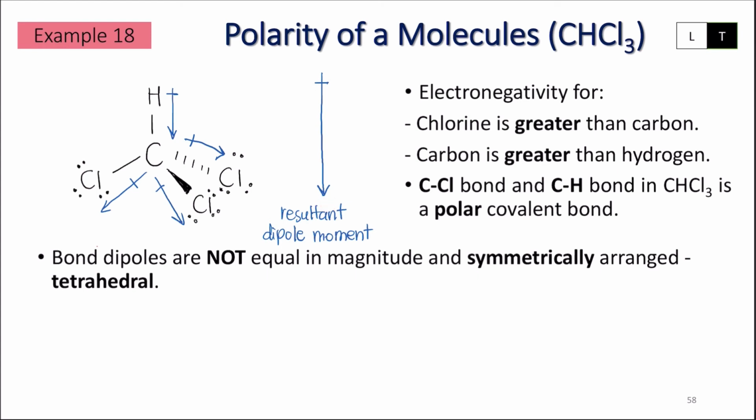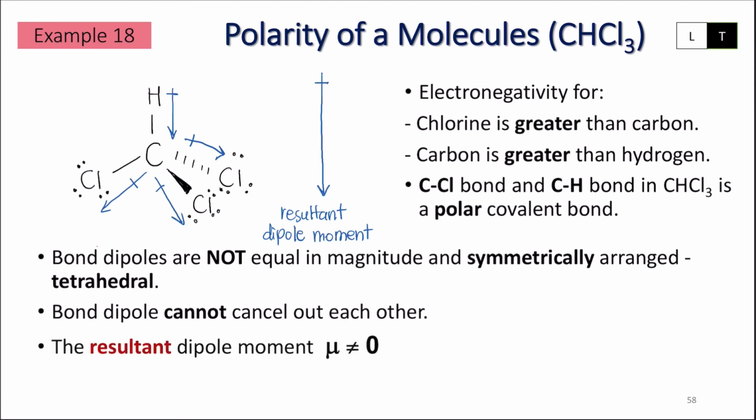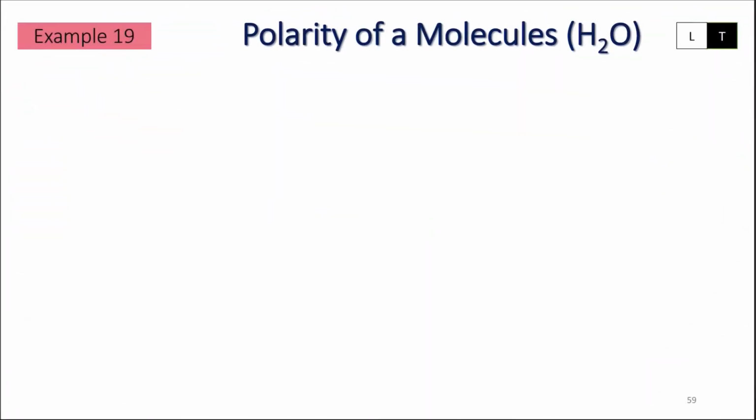So you can understand that bond dipole ni cannot cancel out each other sebab magnitude dia tidak sama. Hence, resultant dipole moment mu is not equals to 0. So a bit different from previous examples. Example this one kena tambah perkataan resultant. And therefore, kita boleh conclude that CHCl3 is a polar molecule. Let's try one last example.